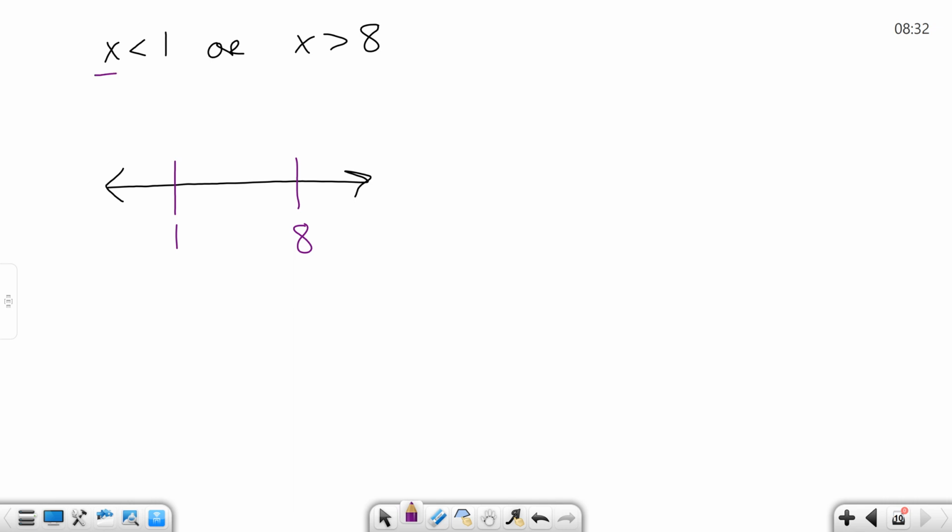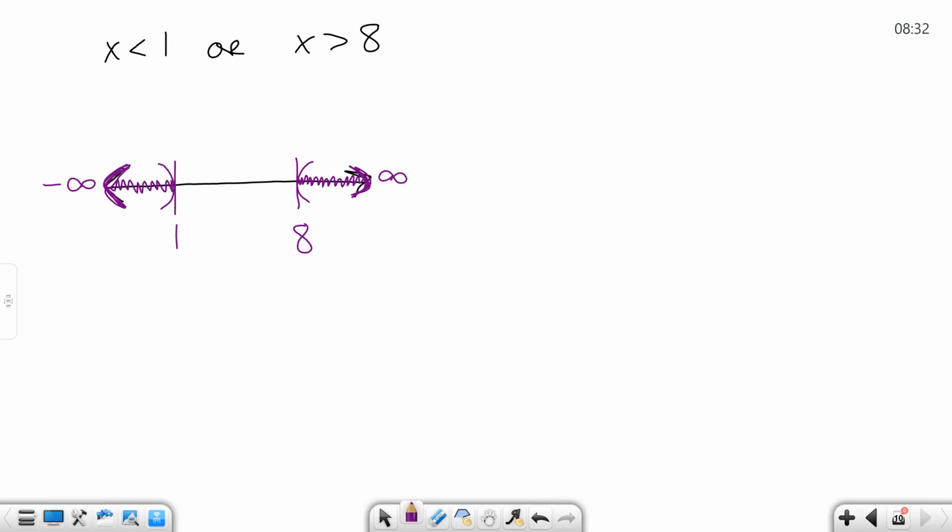So when I look at x is less than 1 here, which way is less than 1? That is to the left. So let me shade out here, and this is going to be negative infinity. And then what goes around the 1? A parenthesis, because there's no equals there. And then 8. X is greater than 8. Which way do I shade here? Greater than is to the right, so shade out here. And this is going to be infinity, and then there's going to be a parenthesis there. So how do I write this down?